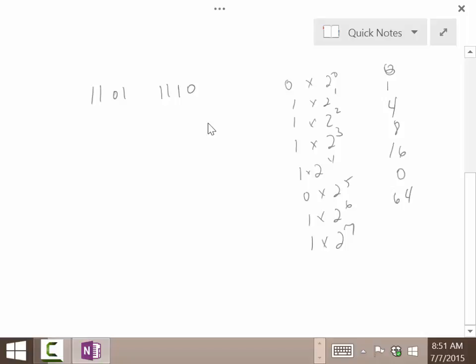So again, we look at this 0 times 2 to the 0, 1 times 2 to the 1, 1 times 2 squared, 1 times 2 cubed, 1 times 2 to the 4th, right there, 0 times 2 to the 5th, 1 times 2 to the 6th, 1 times 2 to the 7th, right there. And that's going to be 0, 2, 4, 8, 16, 0, 64, 128. And you would just add that up right there. I'm not going to go through and add that up, but that's how you would do that there.